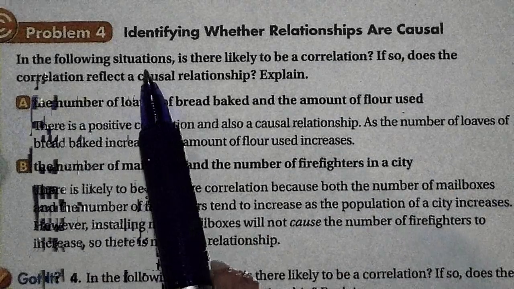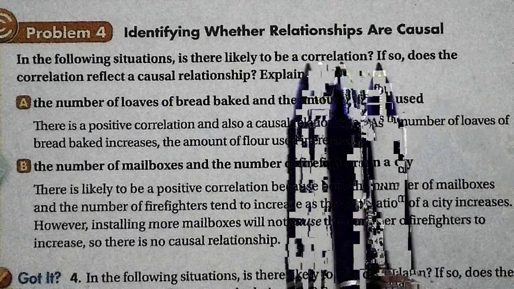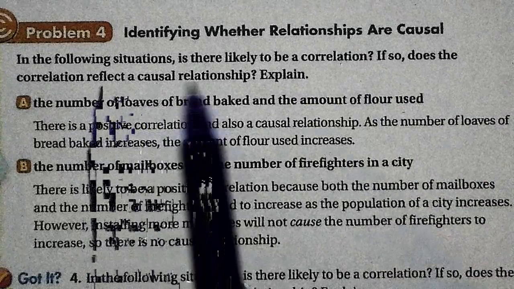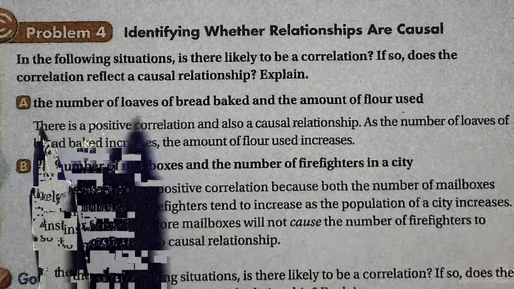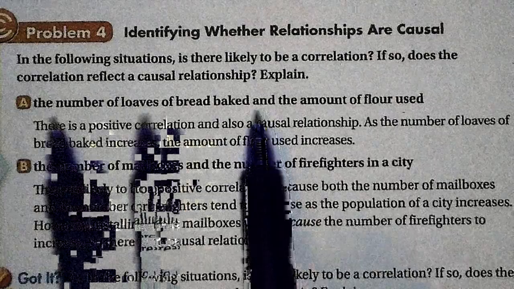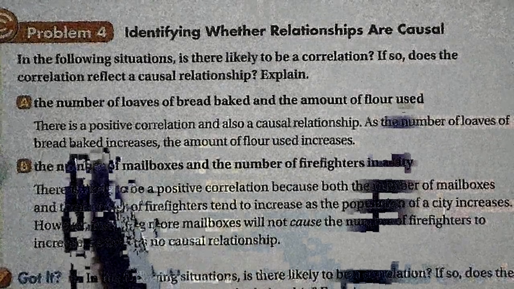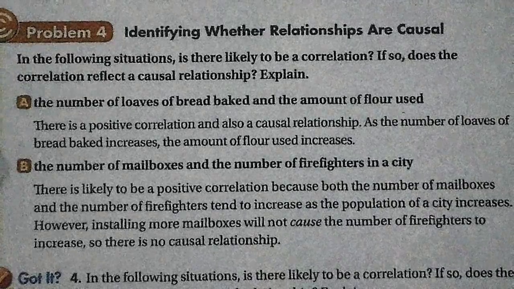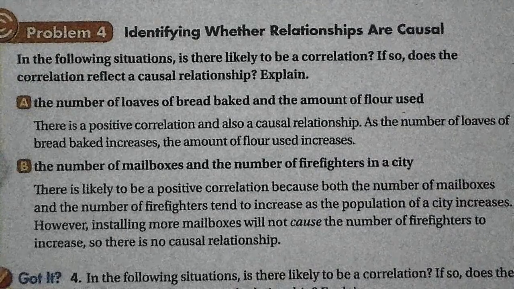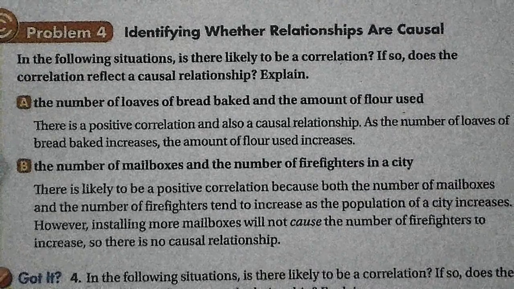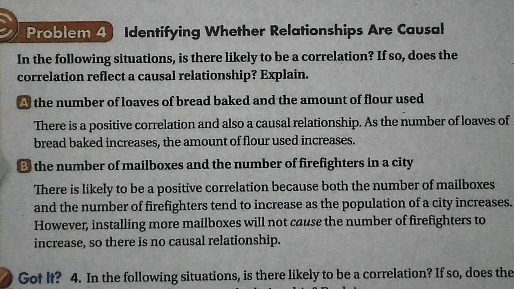So in the following situation, there is likely to be a correlation. If so, does the correlation reflect a causal relationship? Explain. So for example, the number of loaves of bread baked and the amount of flour used. Well, if we're using flour, the more bread we bake, the more flour we use. So there is a correlation and it is a causal relationship.